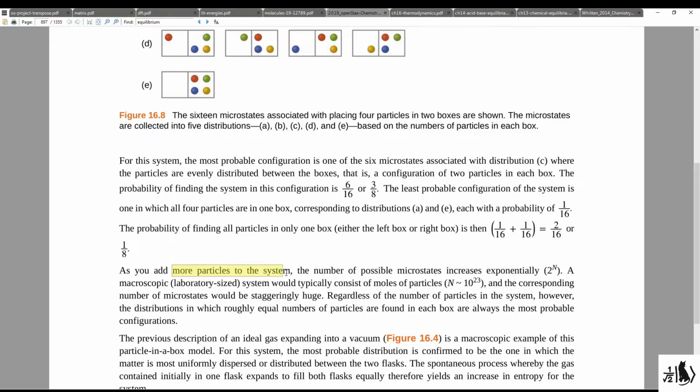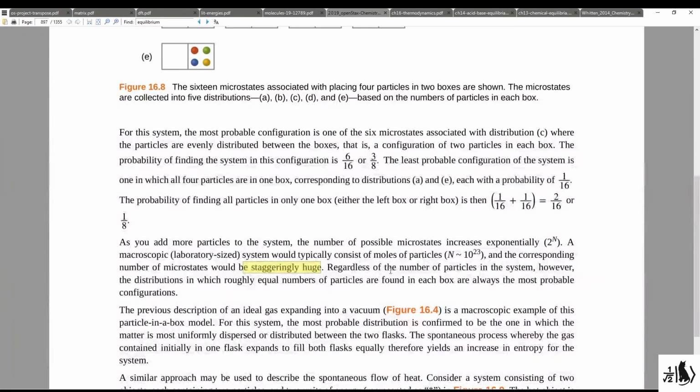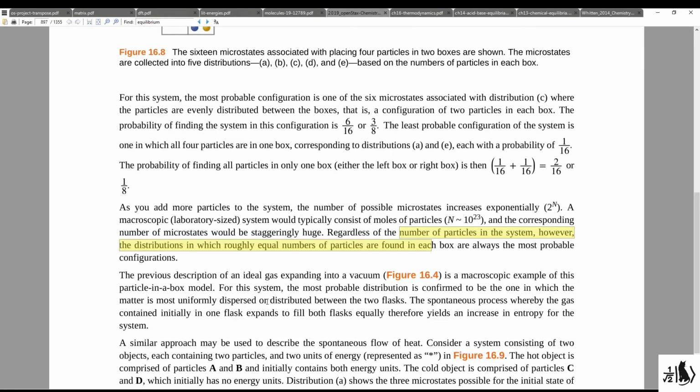As you add more particles to the system, the number of possible microstates increases exponentially. That's 2 to the N. A macrostate, such as a laboratory-sized system, would typically consist of moles of particles instead of just a few. And here, N would be on the order of 10 to the 23rd. And the corresponding number of microstates would be staggeringly huge. Regardless of the number of particles in the system, however, the distributions in which roughly equal numbers of particles are found in each box are always the most probable configurations.